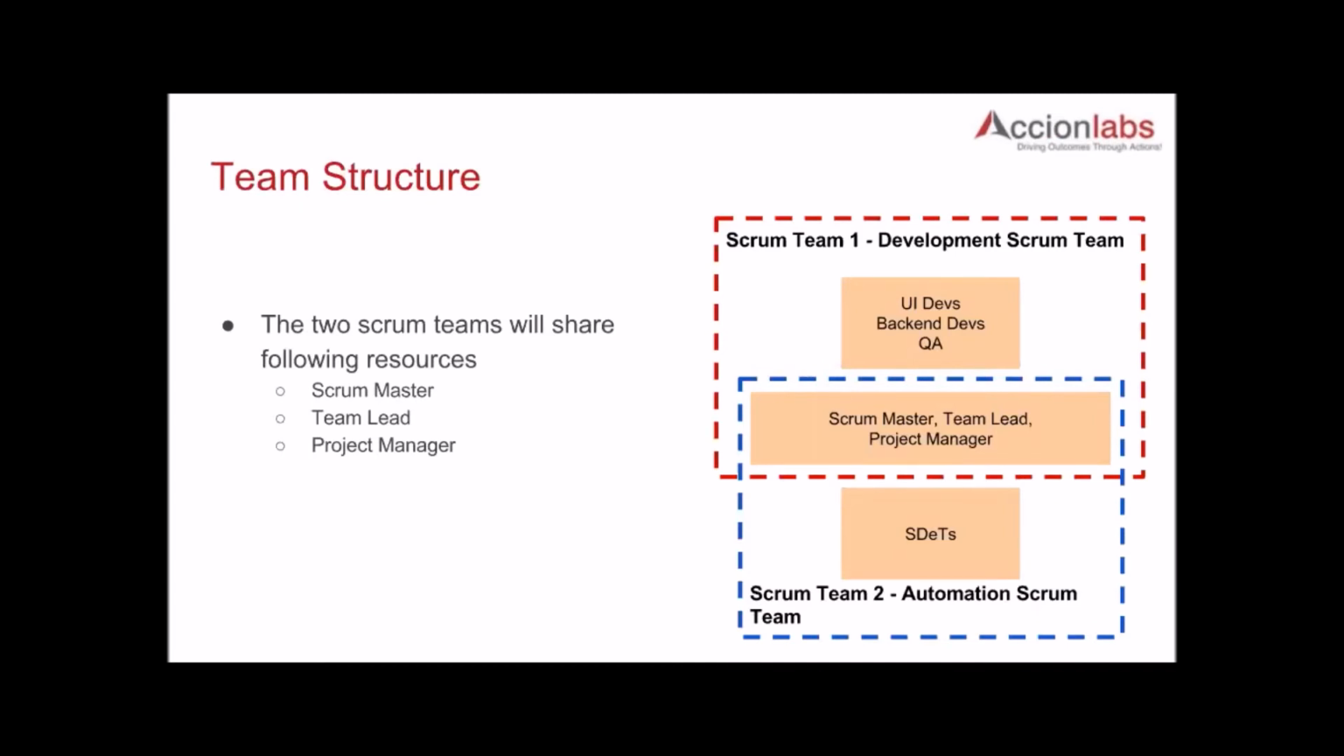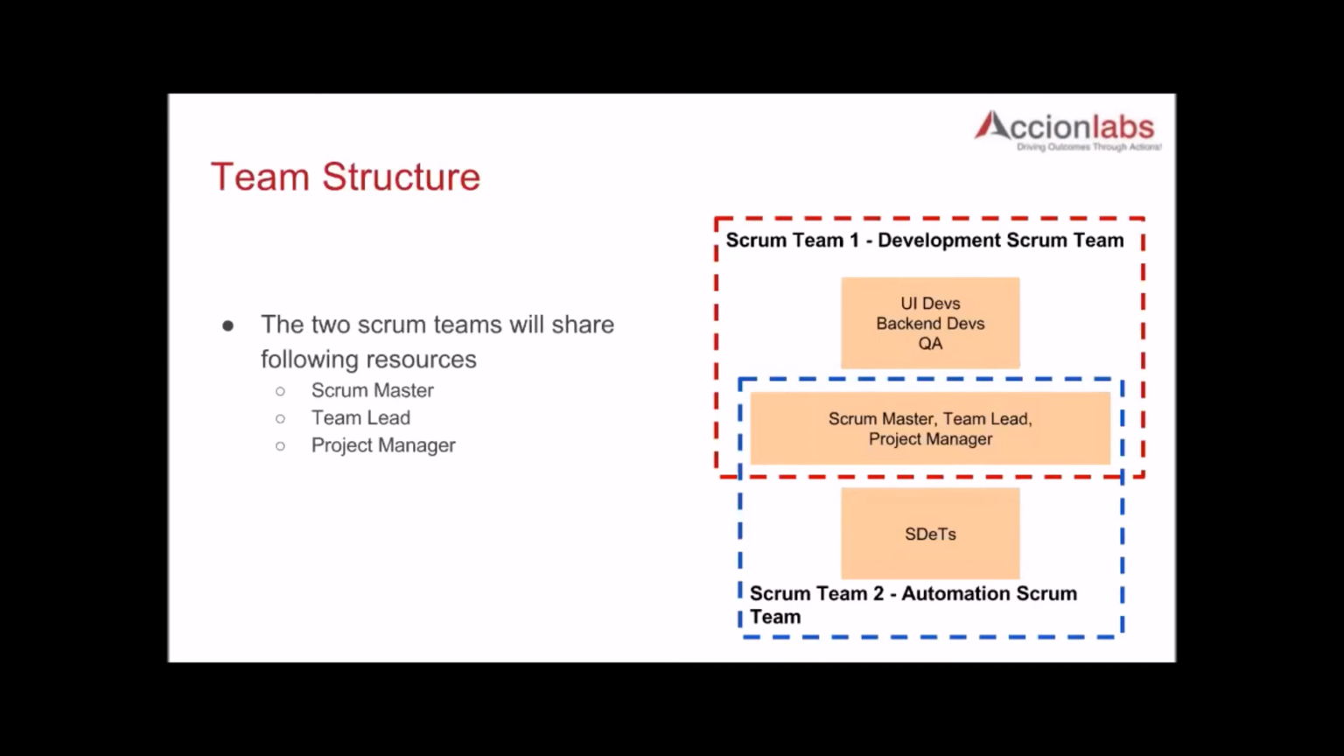But then somebody has to document the test cases. So that is the manual aspect. That cannot be automated. When you're writing the test cases, somebody has to really write all the test cases, correct? That is what we mean by manual test cases. So that is the development Scrum team, which is Scrum Team 1. And then we have an automation Scrum team running.